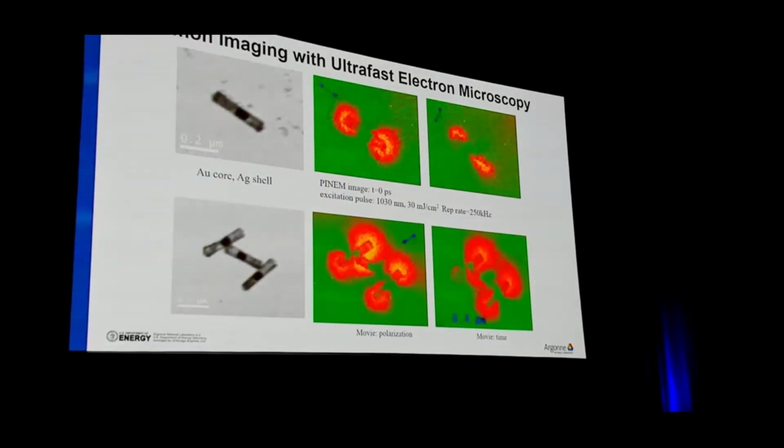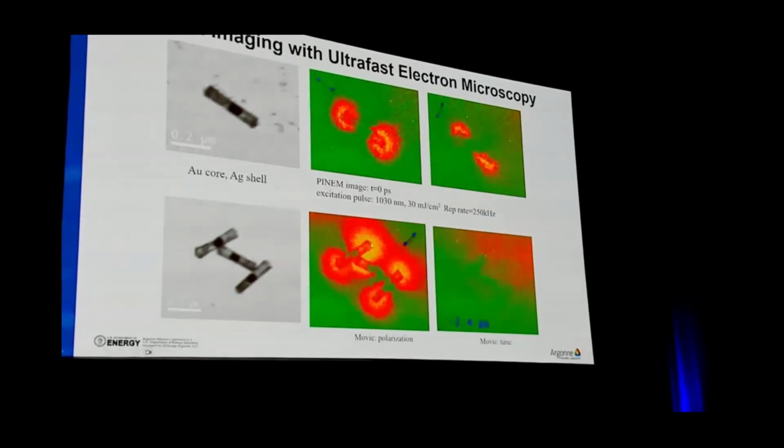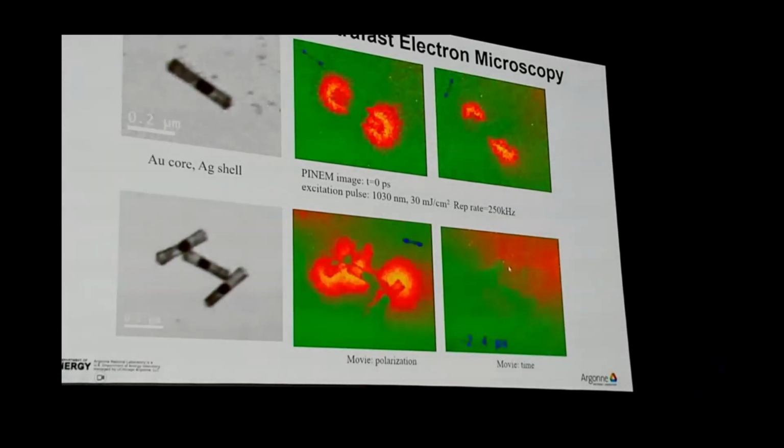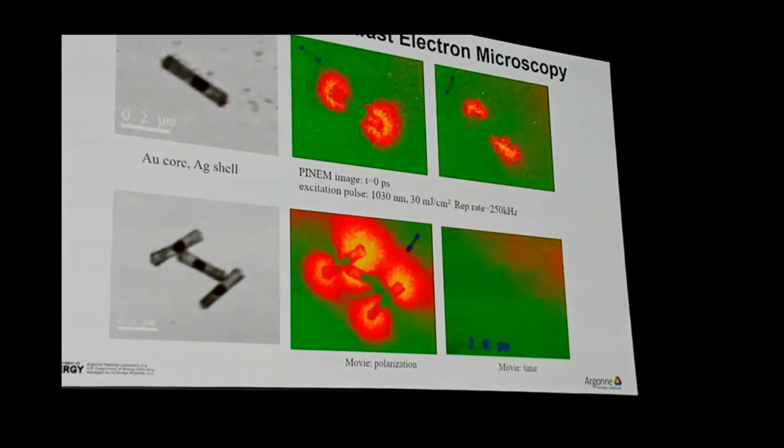So here's just an example of how you can look at plasmonics as it changes with polarization, as well as if you set the polarization, it changes over time. This movie is in picoseconds, and you can see that the plasmonic structure around these nanoparticles diminishes after 2 picoseconds or so.